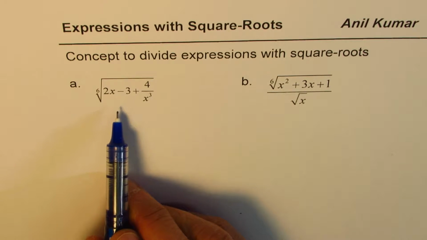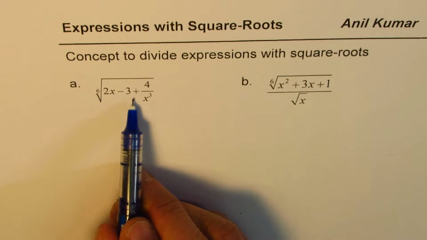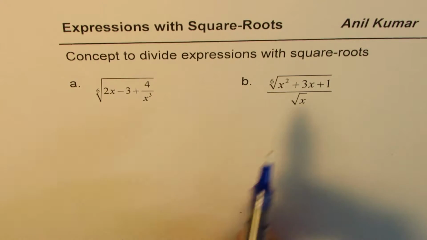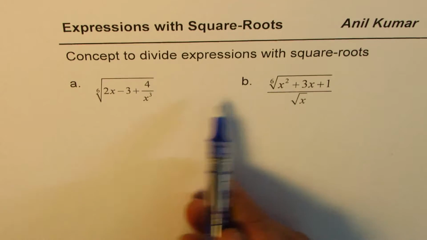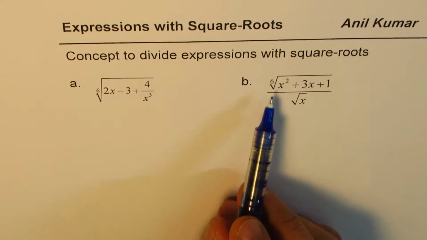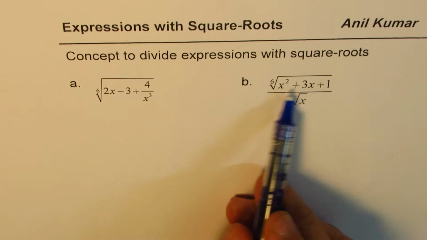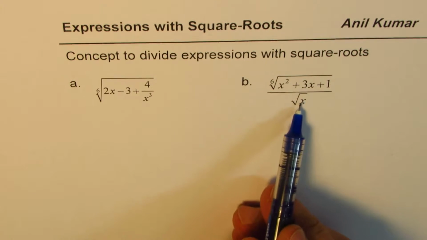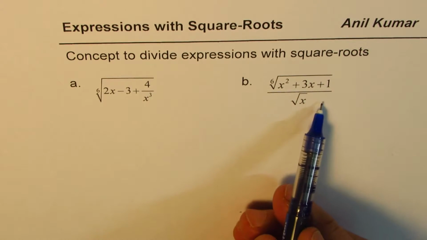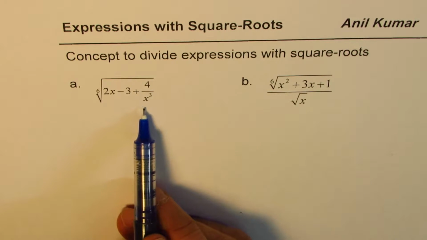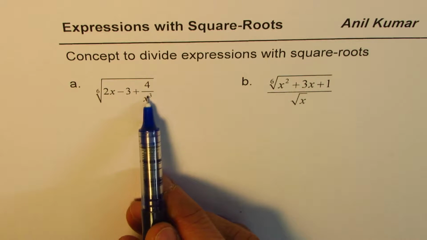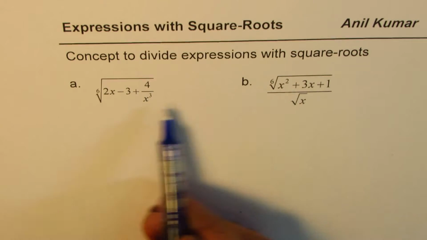So the first one here is sixth root of 2x minus 3 plus 4 over x cubed. And a similar example, they complement one another in some way. We'll divide sixth root of a function with the square root. So we'll see how to do that operation. First, let us understand one of the same kind so that we see how to link these two.